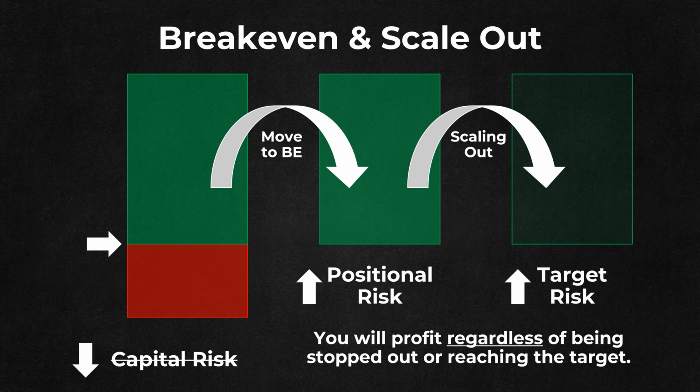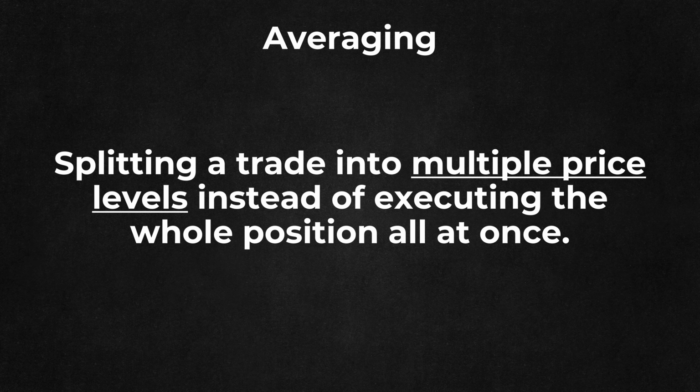These are the main ways of eliminating capital risk in the trade, but we still need to maximize risk-reward in the trade as much as possible through trailing stops and dynamic targets. Let's now talk about a risk control technique that can enhance the entry price of a trade called averaging. Averaging consists in splitting a trade into multiple price levels. The average entry price of the trade will change depending on how the positions are executed.